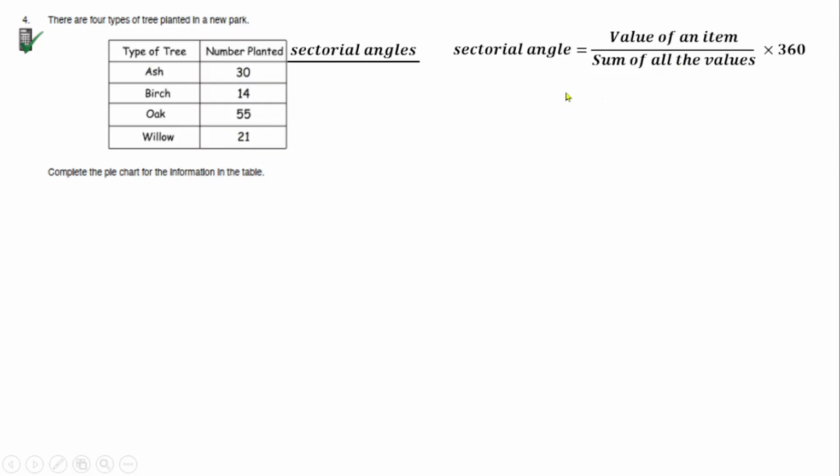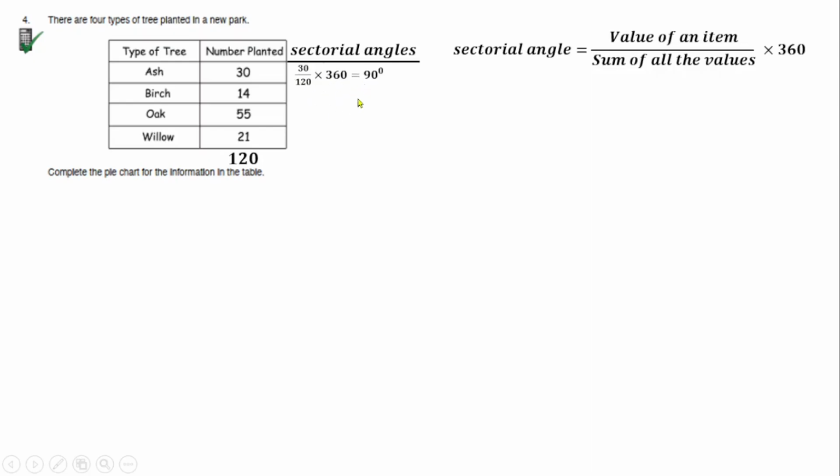So to be able to do that, we need to sum these values together, this frequency. That should give us 120 if you add this together by yourself. Then you can now start converting the number of planted trees into sectorial angles. That will be 30, which is the value of the item here, divided by the sum of the items, which is 120, times 360. Which is what you're having here.